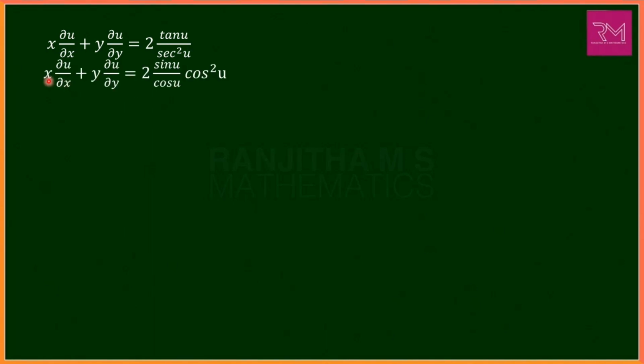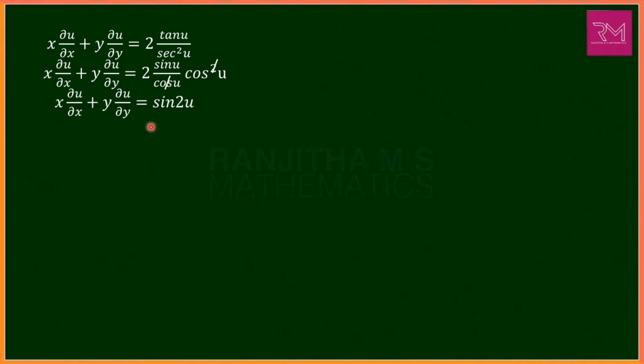That is x into del u by del x plus y into del u by del y, which is equal to 2 into, here tan u is sin u by cos u into, here 1 by secant square u, that is reciprocal of secant square u is cos square u, hence we get cos square u. Here cos u gets cancelled, the remaining is 2 into sin u into cos u. This is of the form, that is sin 2x is 2 sin x into cos x. So we can write it as sin 2u, that is x into del u by del x plus y into del u by del y, which is equal to sin 2u.